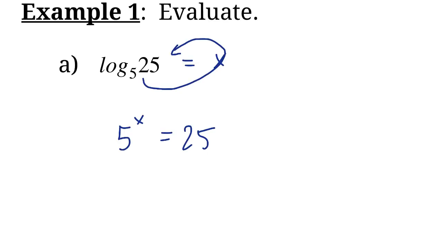Then we can look at what the x value is going to be. Well, in this case, it's pretty obvious. Just by inspection, we know x is going to equal 2, right? 5 to the power of 2 is 25. So what that tells us is this whole expression just equals 2. Okay? Moving on to the next one.